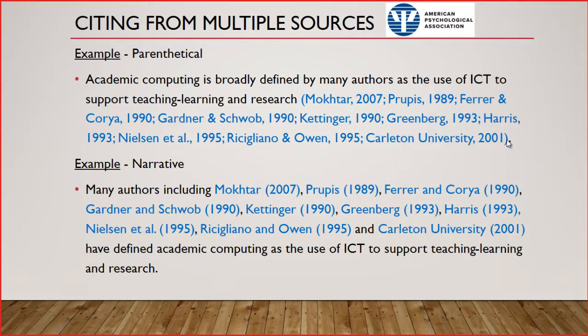If you are narrative, similarly, you can see many authors including and so on. This is the way you write. This is different. Mohta, bracket 2007, comma, Propis 1989, comma, and so on. So you list them, and so on. So this is narrative.